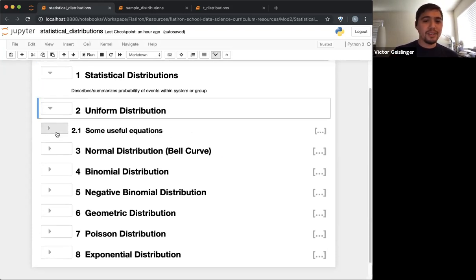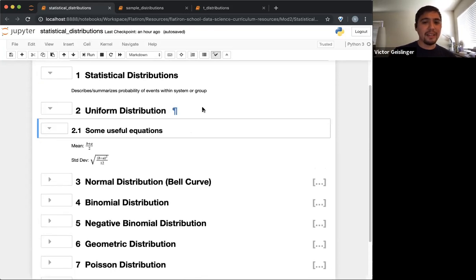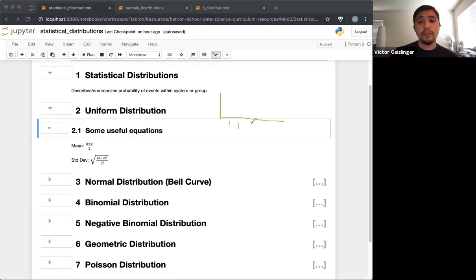A uniform distribution is probably the simplest one we can think of. Uniform basically means that everything has equal probability. If you roll a die, each side should hopefully have an equal probability of coming up. A uniform distribution looks like this if I draw it out in a graph where we have our frequency. For a die, here's 1, 2, 3, and so on, and the probability of each happening would be relatively equal.